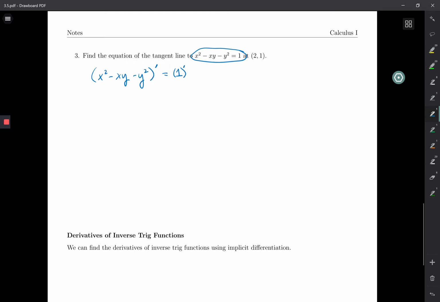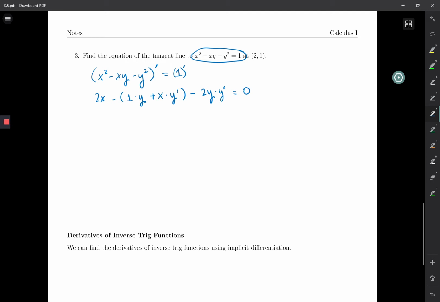Okay, so let's start with the left-hand side. 2x is the derivative of x squared, so we just start off with that. And then x times y requires the product rule. So we get 1 for the derivative of x times y, plus x times the derivative of y, which is y prime. And then on y squared, we use the chain rule. So that would be 2y, the derivative of the outside function, times y prime, the derivative of the inside function. And then the derivative of 1 is just 0.